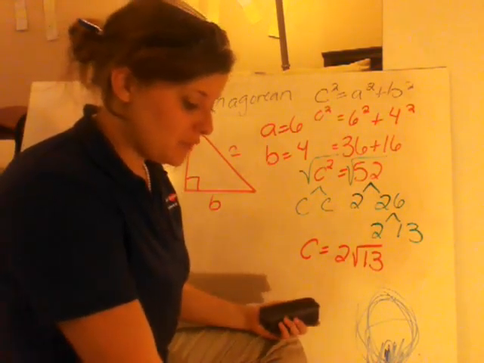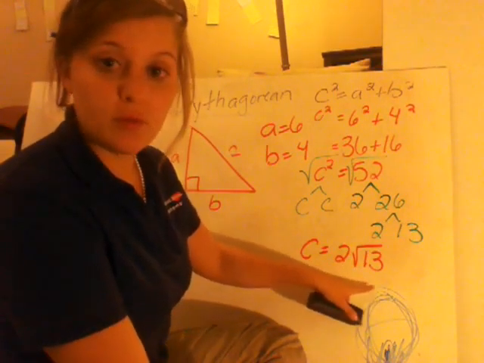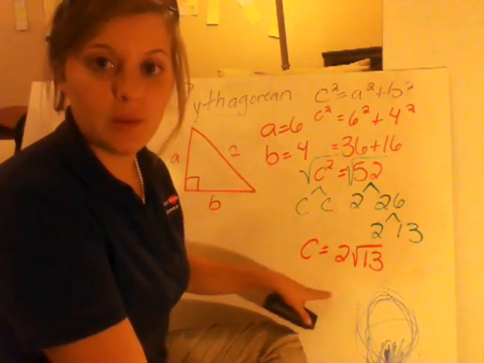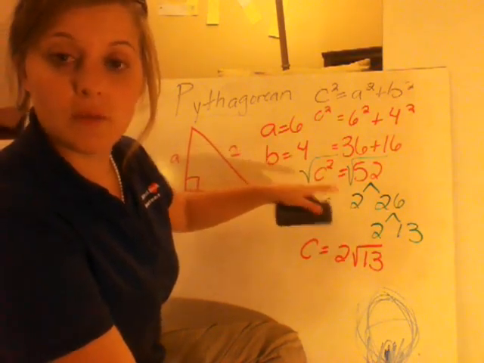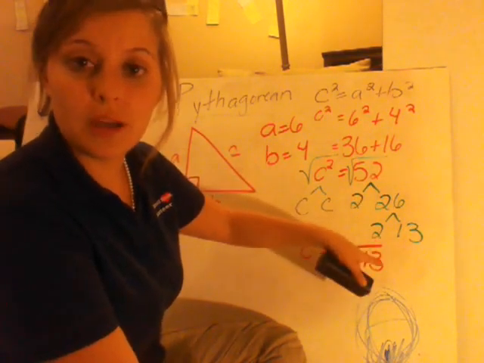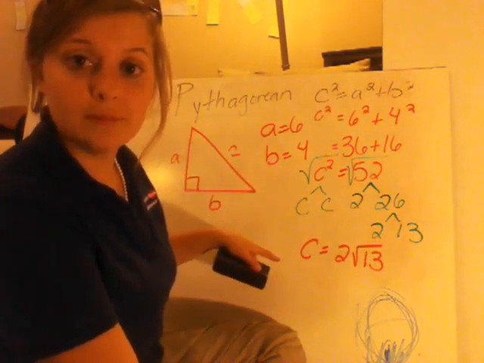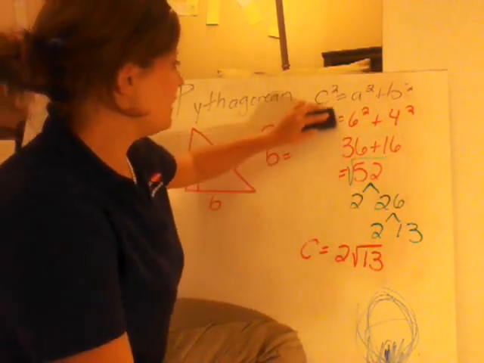Okay, so the answer for number 10 is 2 square root of 13. This is what I want you to give me. You get it to here, you take the square root. If it's a prime number, you don't have to do anything else. If it's not a prime number, though, you break it down, you pull out what you can.